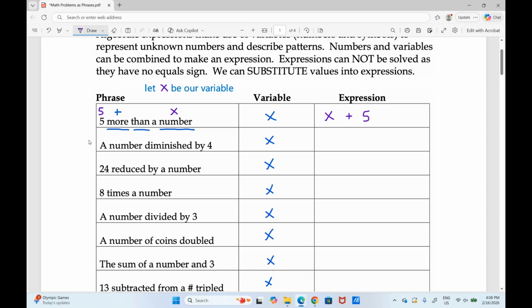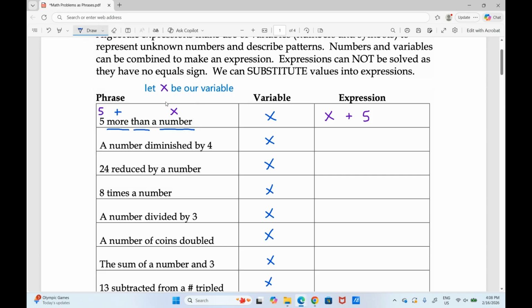Now in this case, is it wrong to write 5 plus x? No, not really, because the order wouldn't matter for addition. But if this was a subtraction question, then order would matter, and you would want to understand what the word then would do in a math phrase.